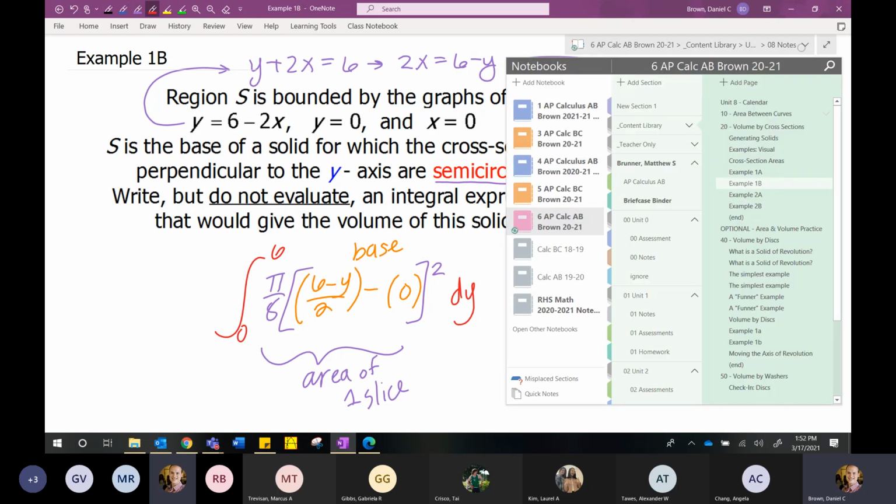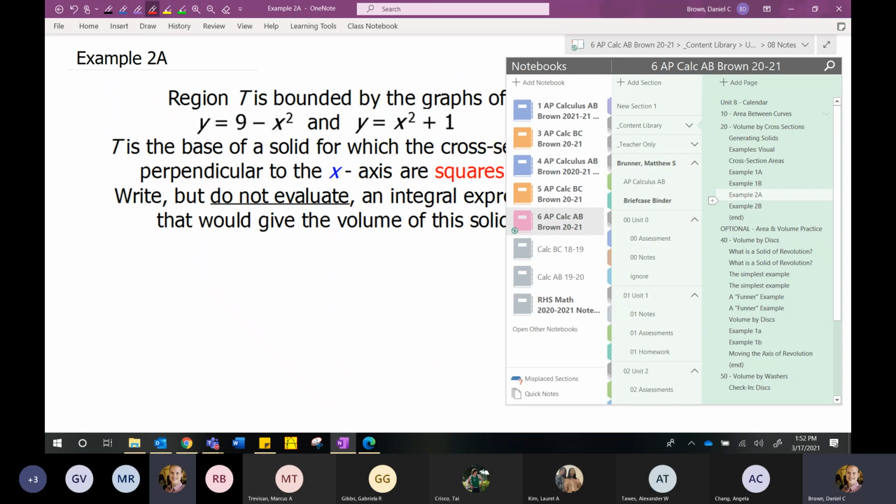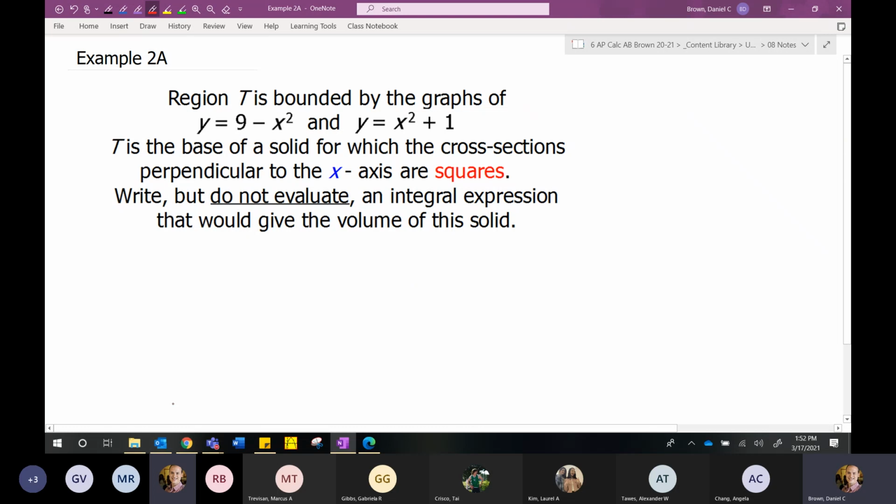Try this problem for me then on your own. Do it without a calculator. I give you 2 quadratics. One will be upward opening, one will be downward opening. Maybe has a little bit more work to do because you want to define the intersection points. But you should still be able to do it fairly quickly. Figure out whether you're doing it in terms of dy or dx. Find the expression for the base. Plug that into an expression for the area. And then we know that the volume is the integral of the area of a single slice.